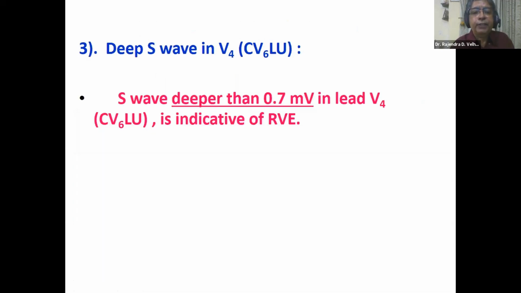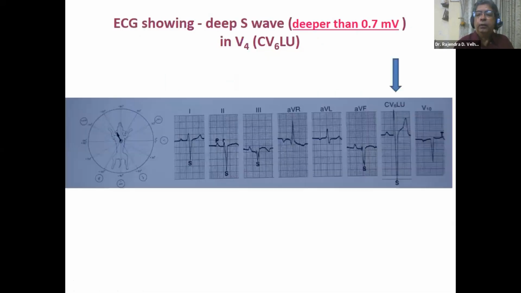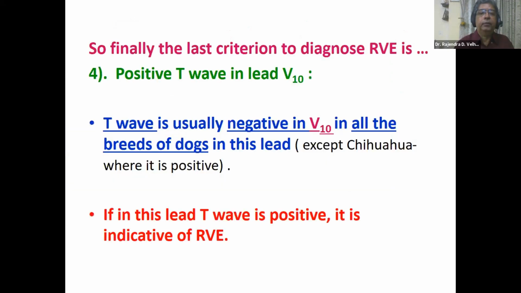The deep S wave in lead V4: the S wave deeper than 0.7 millivolt in lead V4 is suggestive of right ventricular enlargement. Now, this is the lead CV6LU, or the V4, in which you can see the deep S wave deeper than 0.7 millivolt. So it is suggestive of right ventricular enlargement.